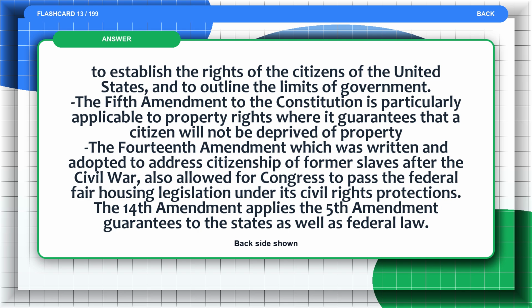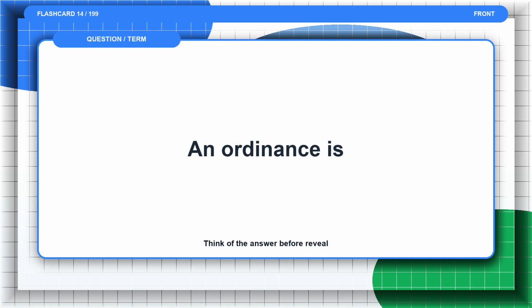The 14th Amendment, which was written and adopted to address citizenship of former slaves after the Civil War, also allowed for Congress to pass the federal fair housing legislation under its civil rights protections. The 14th Amendment applies the Fifth Amendment guarantees to the states as well as federal law. Flashcard 14. An ordinance is... Pause and think of the answer before the reveal.